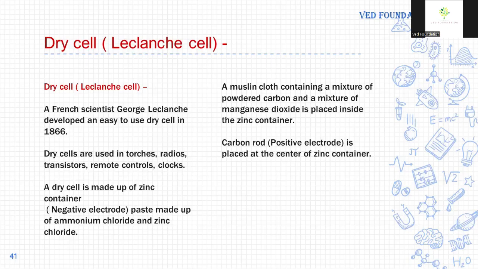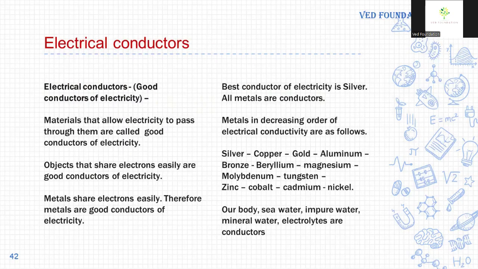There is a metal body made up of zinc, and this metal body acts as the negative electrode. In this metal container there is a paste made up of ammonium chloride and zinc chloride, and there is a muslin cloth containing a mixture of carbon and manganese dioxide, and this is placed inside the zinc container. At the center there is a carbon rod, a graphite rod, and the graphite rod works as the positive electrode, and the zinc case works as the negative electrode.